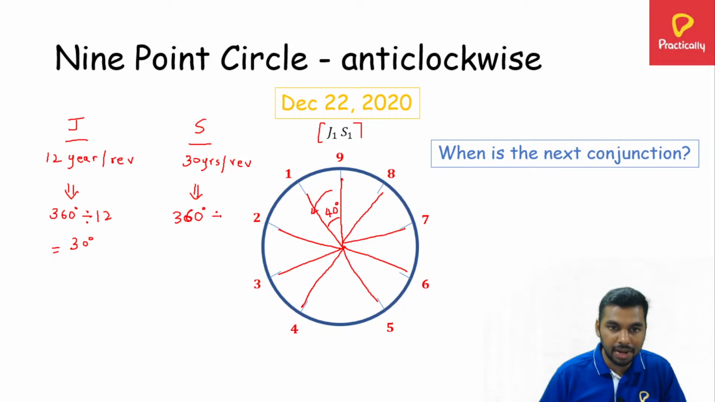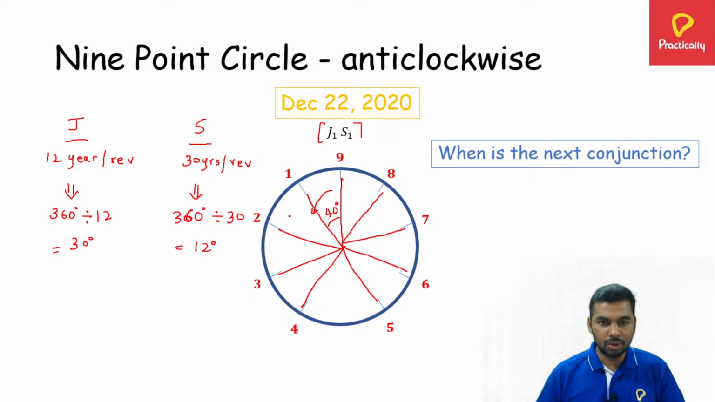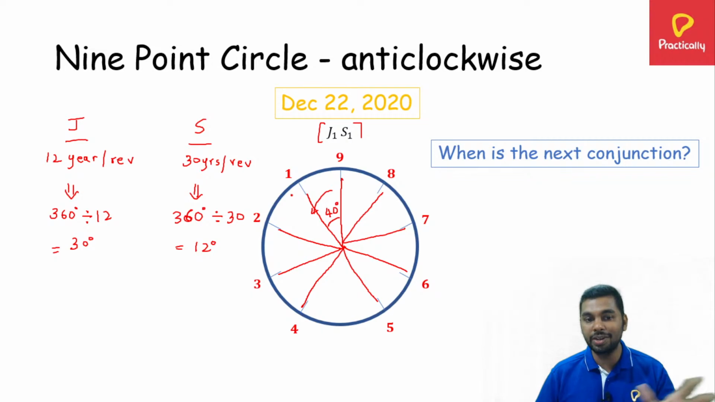360 divided by 30. What is this number? This number is going to be 12. You can calculate these numbers at home. So that means when Jupiter goes 30 degrees in 1 year, Saturn falls behind Jupiter and it has gone only 12 degrees.